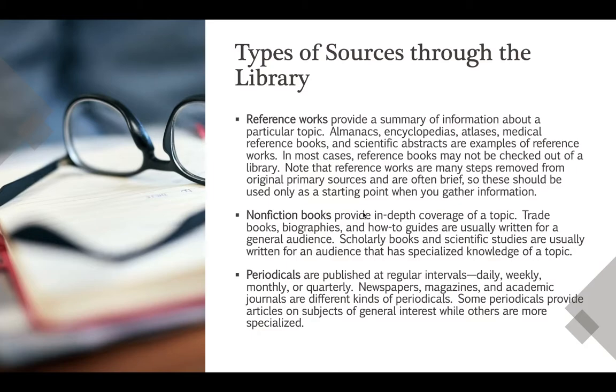So these are some different types. I'm not necessarily going to go through these individually, but these are the different types of sources that you have through the library. So things that you can think about using there. Reference works like encyclopedias. That's what we used to have to use when I was a young person. We had to look stuff up in giant encyclopedias. So reference books, almanacs, those kinds of things.